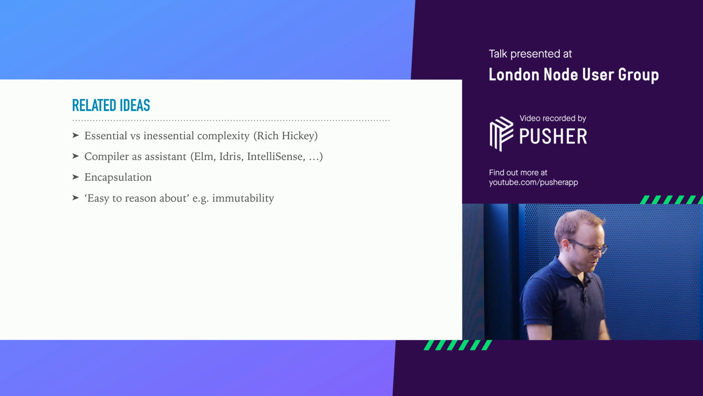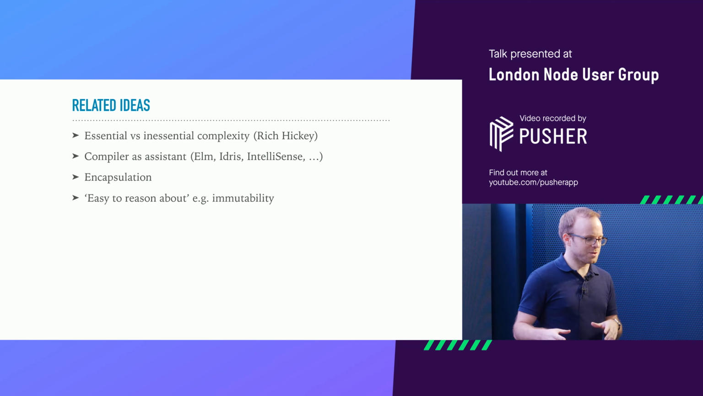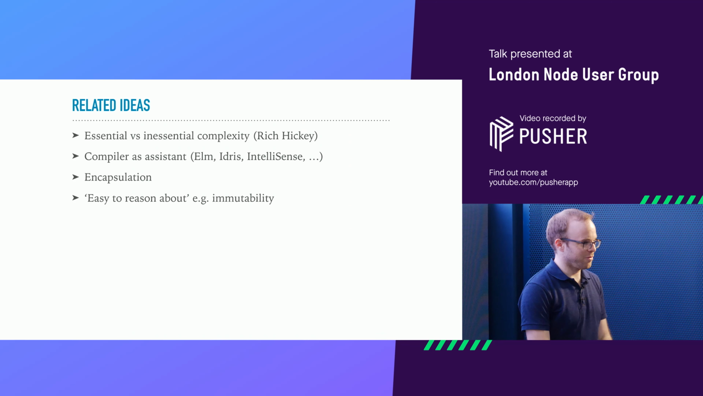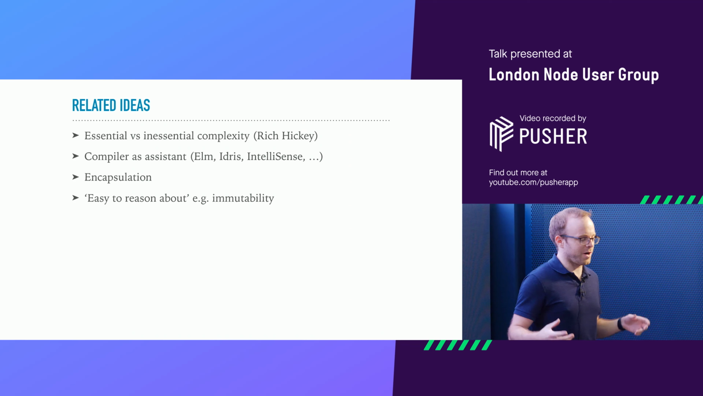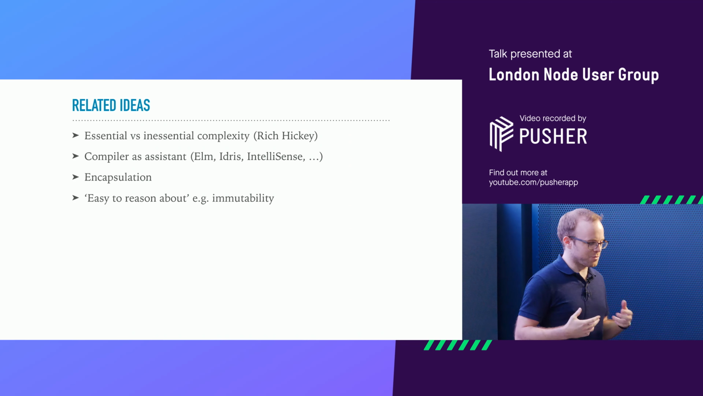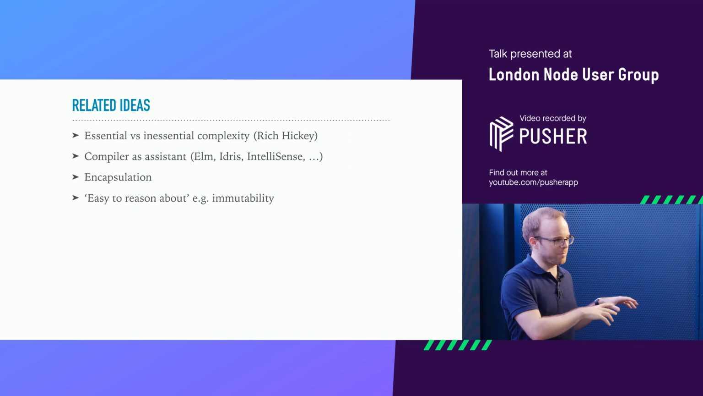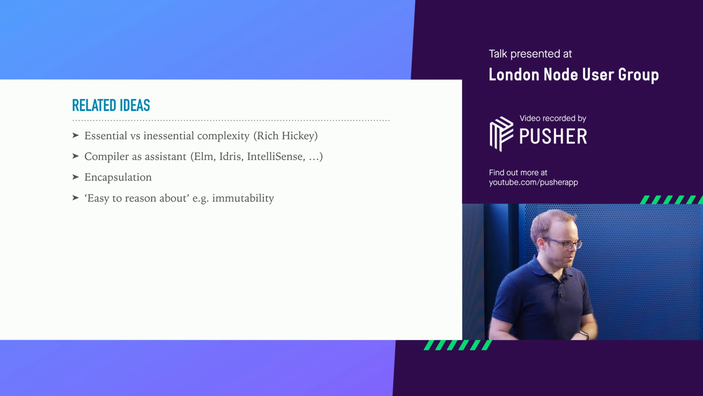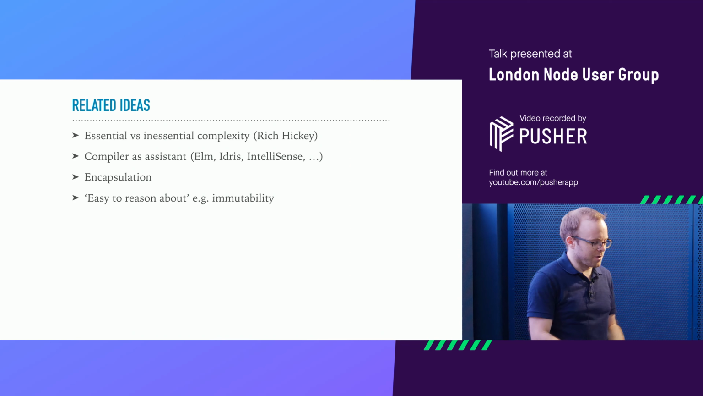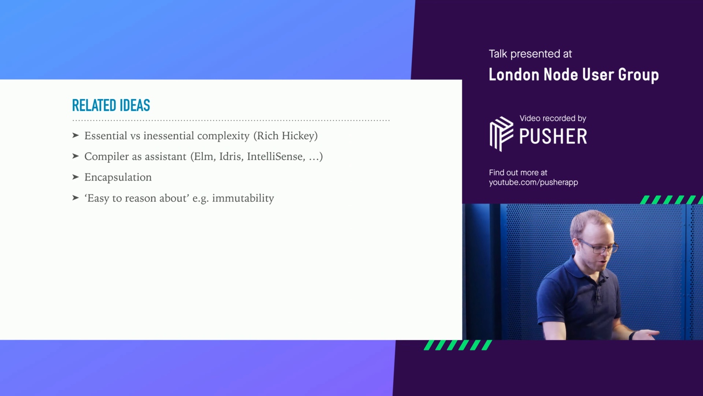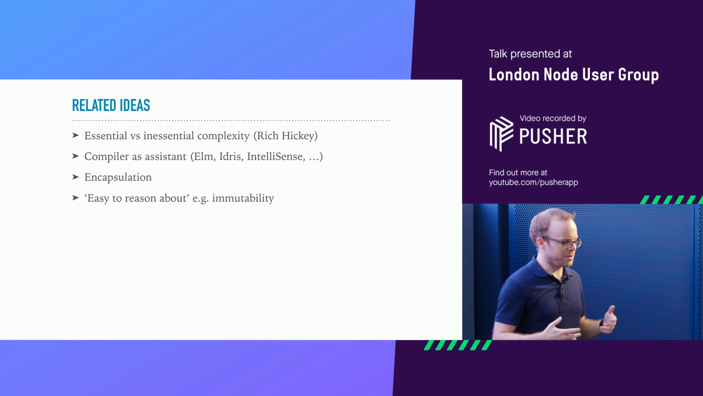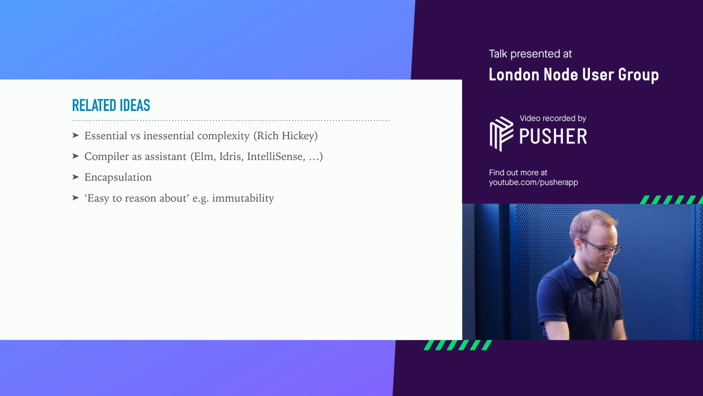This idea is related, I think, to things like essential and accidental complexity, the Clojure guys' stuff. Things like having a compiler that acts as a pairing assistant. It gives you advice. It tells you what you might have done wrong. It takes mental load that you have to think about and moves it somewhere else. There's traditional object-oriented stuff like encapsulation, and things like functional programming, where you talk about things that are easy to reason about, so immutability and so on.